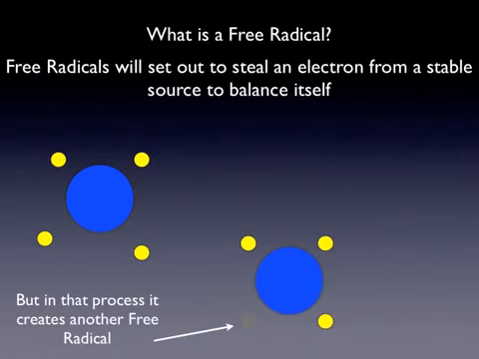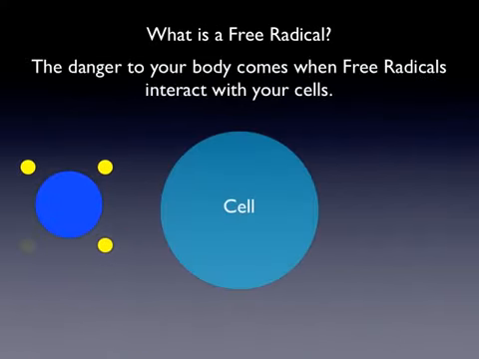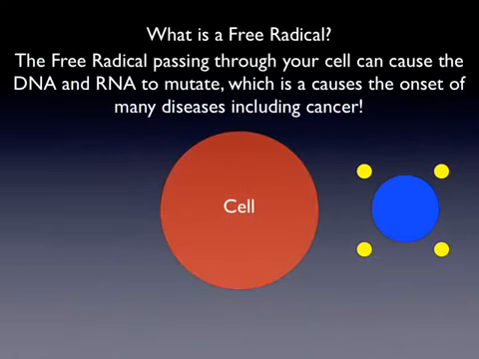But in this process, we get a chain reaction and a vicious cycle where the free radical is seeking to find this electron to stabilize itself, but it's causing the source that was stable to be unstable now. So now that has become a free radical and it will set itself out to cause the same thing that just happened to it. So this becomes very problematic to our body when the free radicals interact with our cells. It'll pass through, stabilize itself, but in that process, will denature or mutate the DNA or RNA, which is the cause of the onset of many diseases up to and including cancer.